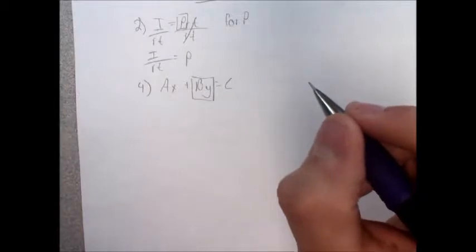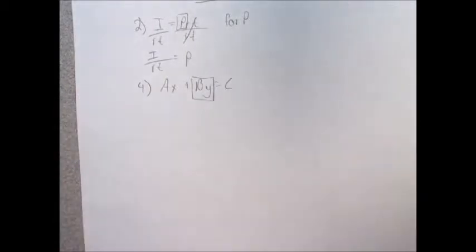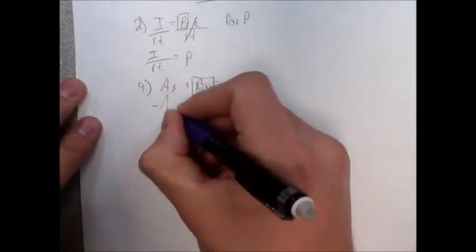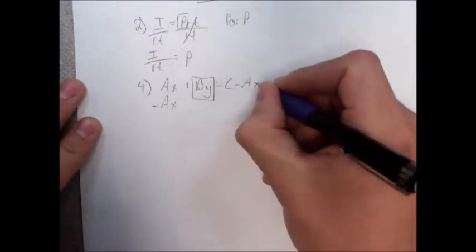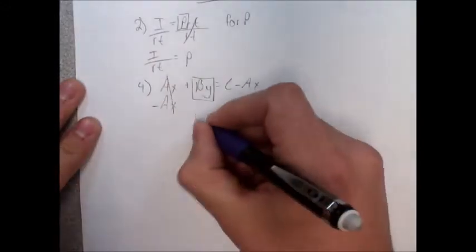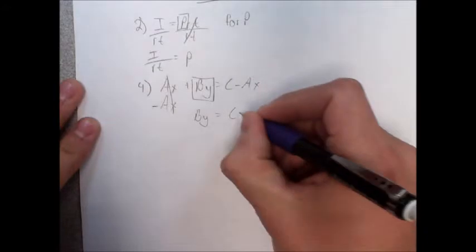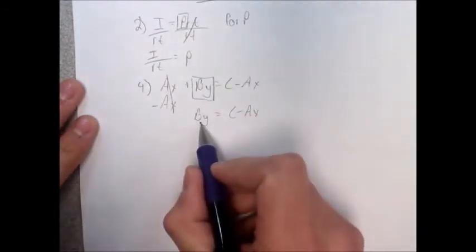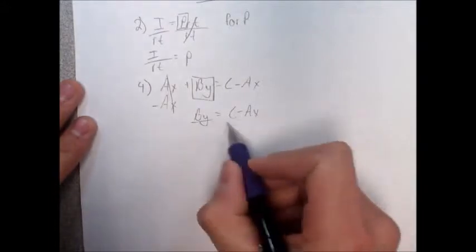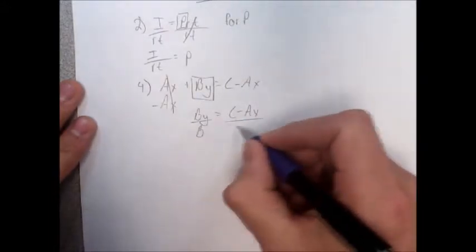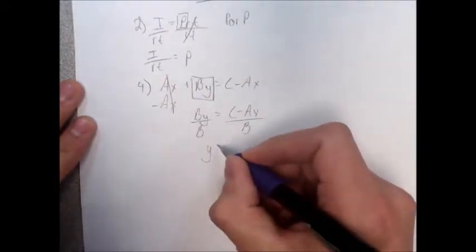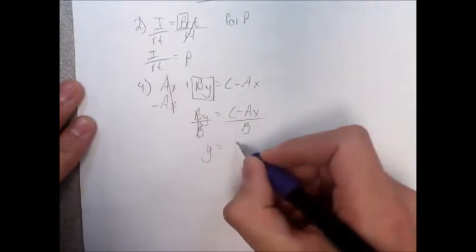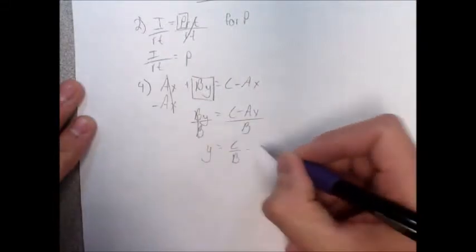Hold on. If I were to move whole terms, I add or subtract them, right? So I'm going to subtract ax. Subtract ax to both sides. That is now gone. I'm left with by being equal to c minus ax. How do I get rid of the b? Divide by b. So when I rewrite this, I'm going to rewrite it with c over b subtracting a over b, x.